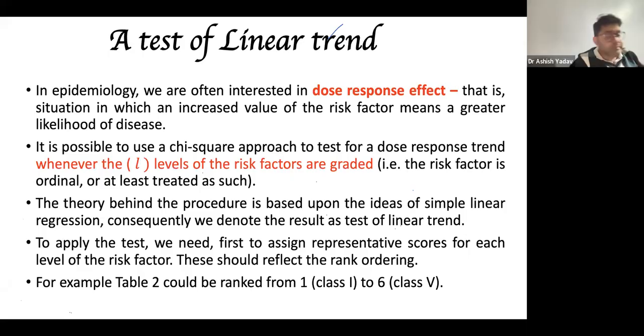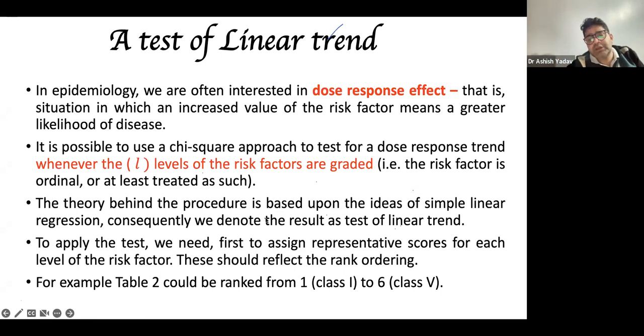So how are we going to do it? We can test it. If our exposure is at certain levels, we can use a test of linear trend to find out whether the magnitude of the risk which is increasing is really effective or not. In epidemiology, we are often interested in the dose response effect, the situation in which an increased value of the risk factor means a greater likelihood of the disease. It is possible to use a chi-square approach to test for the dose response trend whenever L levels of the risk factor are graded. So here we are not having just 2 levels but L levels of the risk factor, and we are trying to assess the cumulative risk.